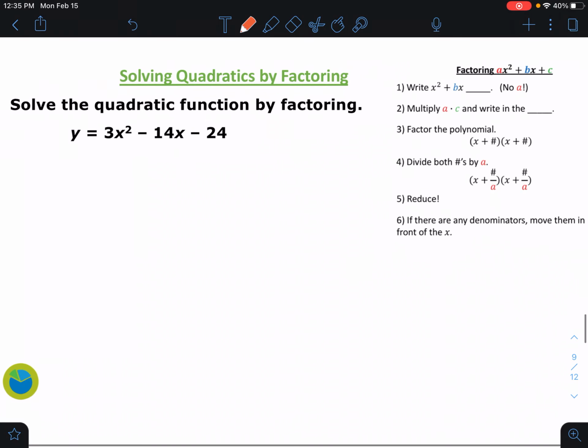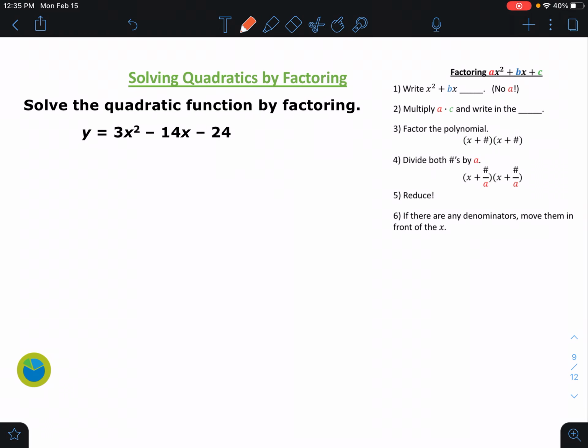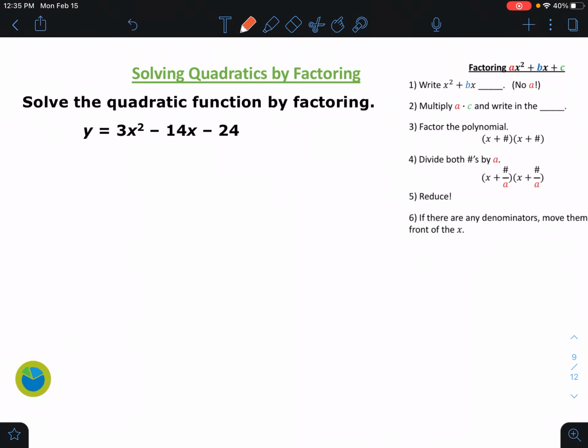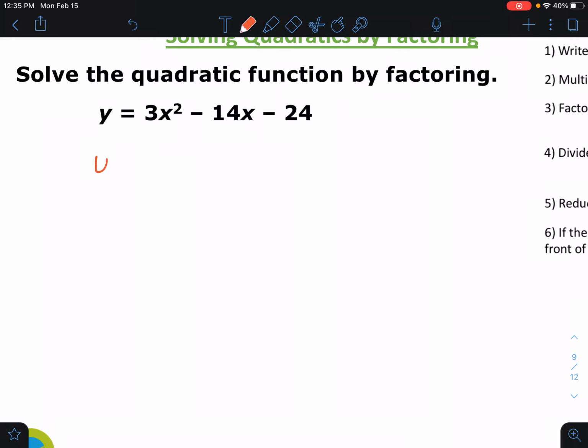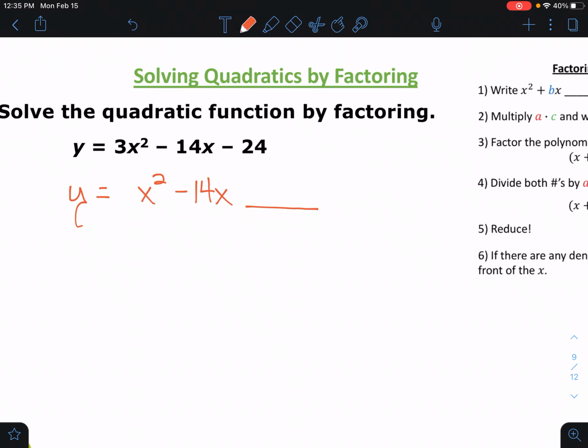So let's review how this works. The first thing you're going to do is write y equals x squared minus 14x and then put a blank. Notice you're not going to write the a value here, that 3. I wrote just the leading coefficient of 1 right now. We'll incorporate that 3 right here.